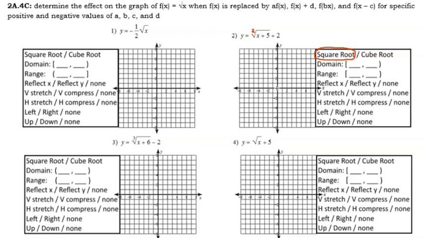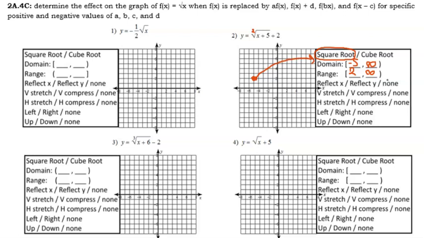So let's plot that point. 1, 2, 3, 4, 5, and then up 2. So this is where the graph will start. We have -5 to infinity. And for the range, we take this 2, and it can't go any lower than that, so it would be 2 to infinity. And then we'll just draw our half parabola.